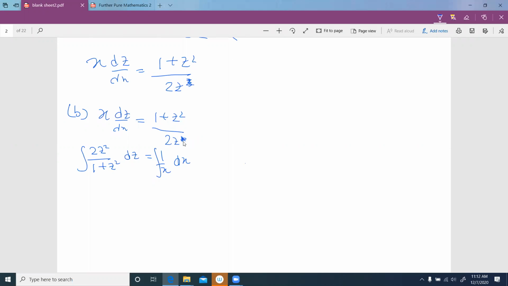So it is straightforward, you can see the differentiation of this is available in the numerator. Differentiation of 1 plus z squared is here. So ln of 1 plus z squared is equal to ln x plus c, right? Okay. So that is the answer for that, right?